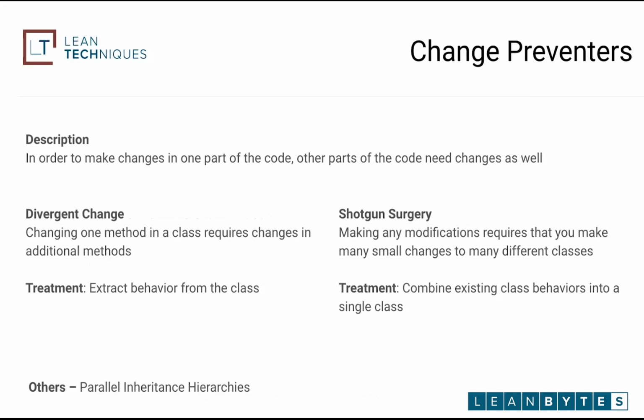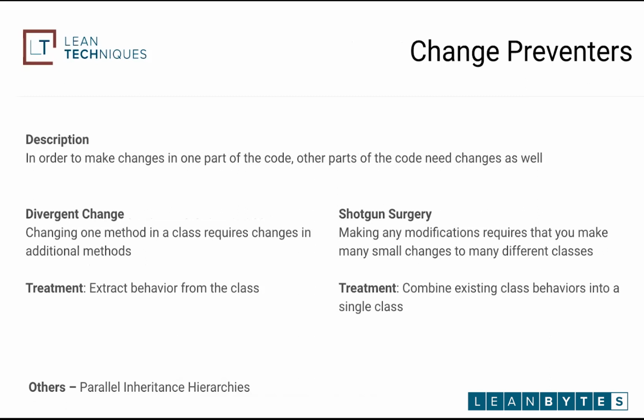Next one we're going to go through, change preventers. This one is interesting. It's the idea that you make a small change in one area and you also have to make changes in other areas as well. For this one, we have divergent change and shotgun surgery that we're just going to hit on real quick. One of them is when you change a method in a class, you identify that other methods in that same class need to change.